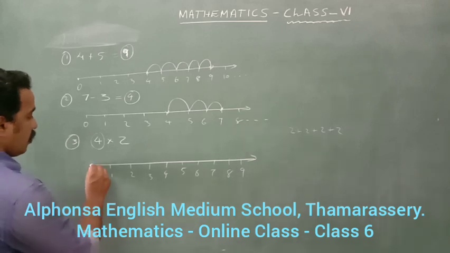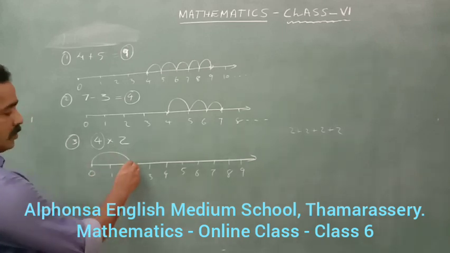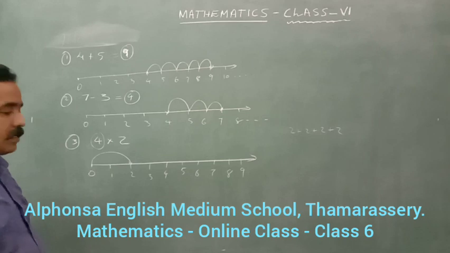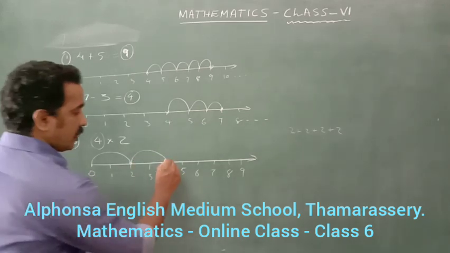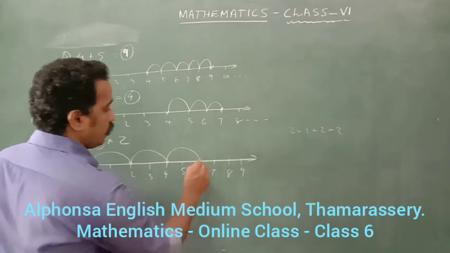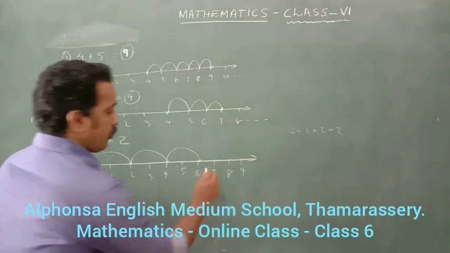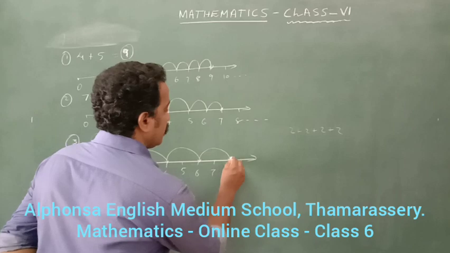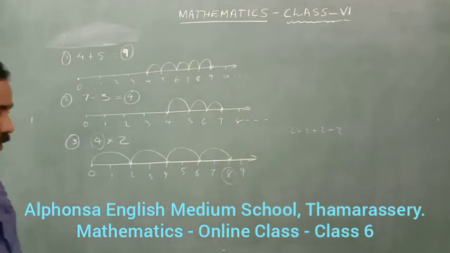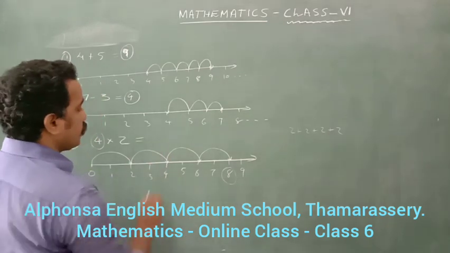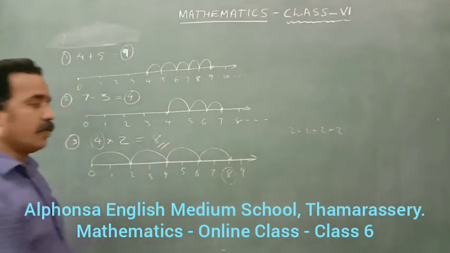That means first jump 2 places. Then second jump again 2 places. Third jump again with the 2 places and fourth jump again with the 2 places. Where we reach? 4, 8. So 4 into 2 is equal to 8 we got.